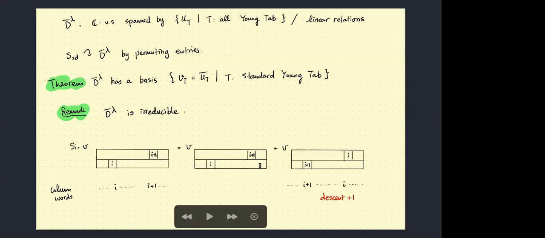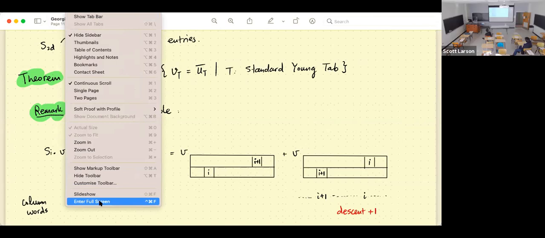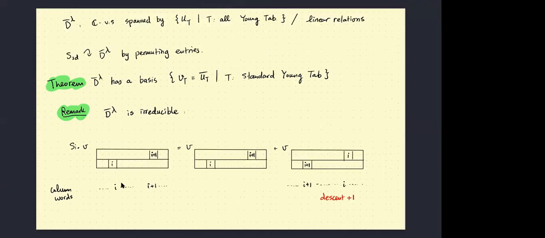sorry, did I get cut out at some point? It says my internet is not stable. Thank you, okay. Can people still hear me? Okay, okay, cool. So yeah, just let me know if it sounds like I'm breaking off.